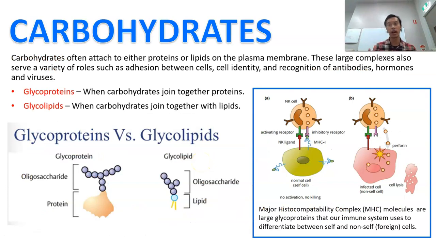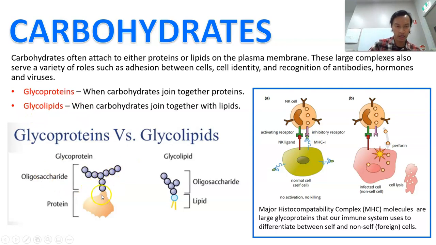The third component, kind of lesser known compared to the last two, is carbohydrates. Carbohydrates often attach to either proteins or lipids, and they form larger complexes and serve a variety of roles, such as adhesion, cell identity, and recognition of antibodies, hormones, and viruses. If it's attached to a protein, we call it a glycoprotein. Glyco referring to sugar or carb, and protein referring to the protein. If it's attached to a lipid, it's called a glycolipid.